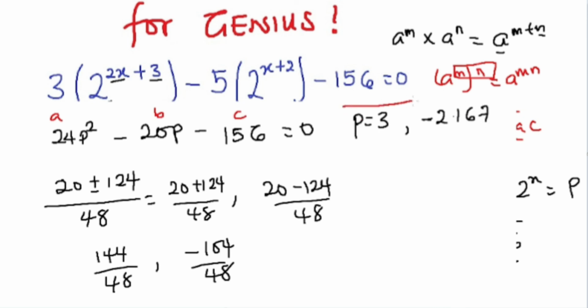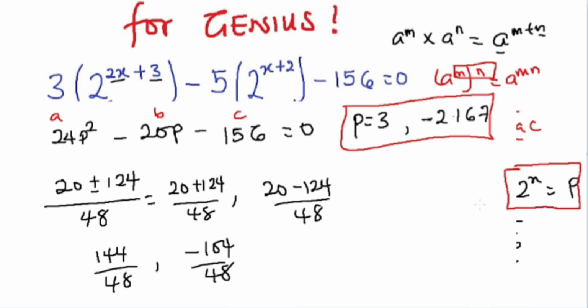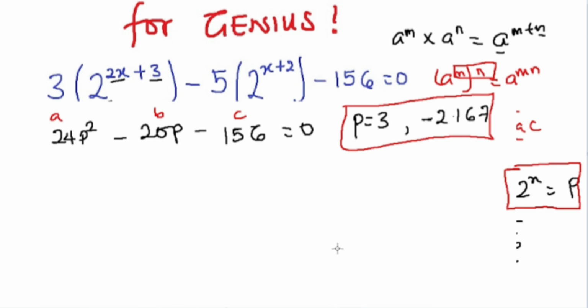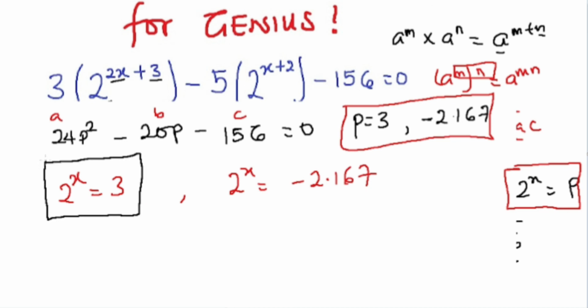Now this is not our final answer. Please, you need to be very careful, because in an examination they can just write 3 there as the answer. Don't forget that we have called p to be what? 2 raised to power x. So recall that 2 raised to power x is p. So to now get my final answer, instead of writing p, I have 2 raised to power x equals 3, and 2 raised to power x equals minus 2.167. So I will consider just the real part of this equation. This is the real part of the equation. I will consider just this part.